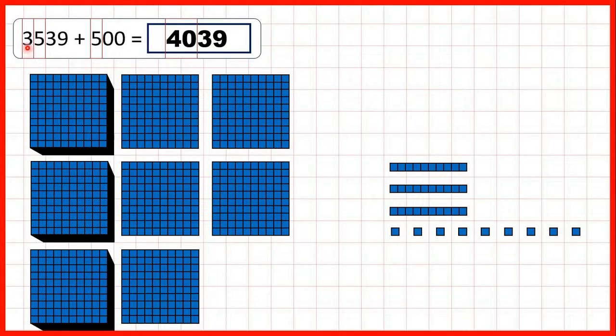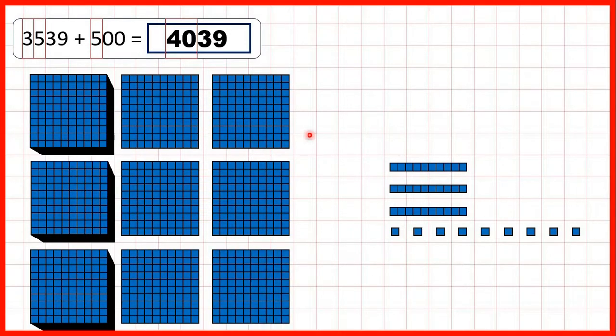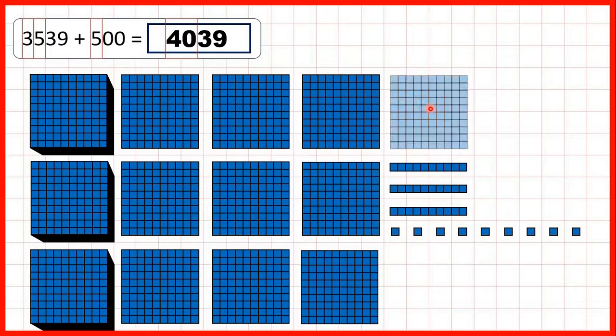But for our next question, remember the thousands digit needed to change as well. So for this question, we started with 3,539. If we add 500s, let's add 1, 2, 3, 4, 5. That gives us 4,039 because we've now got 10 hundreds.